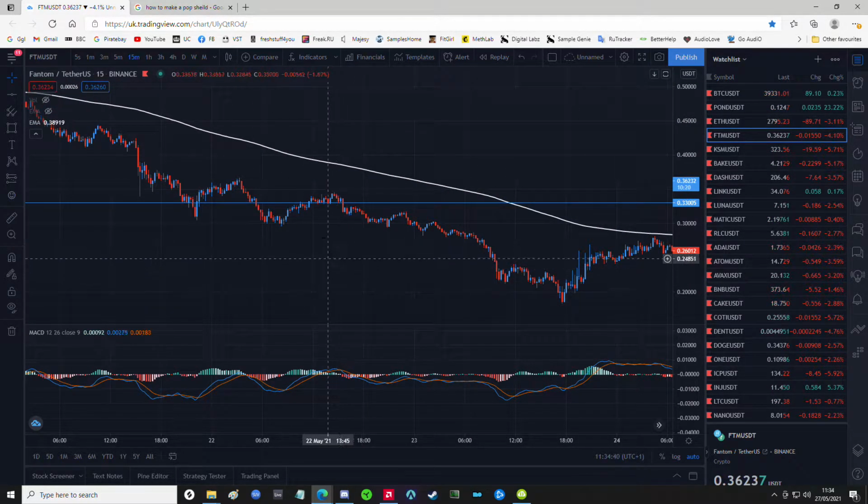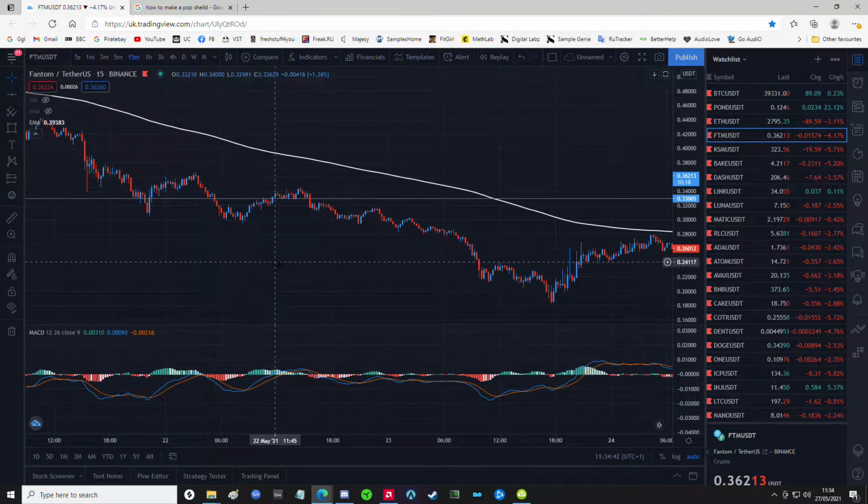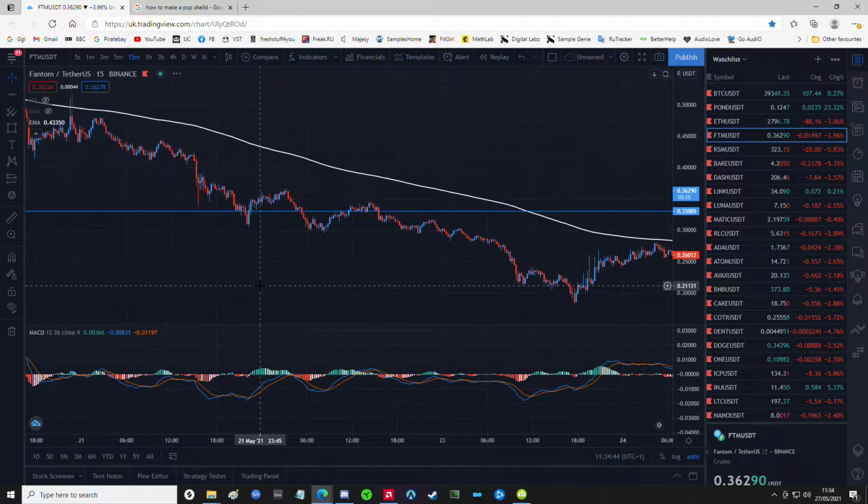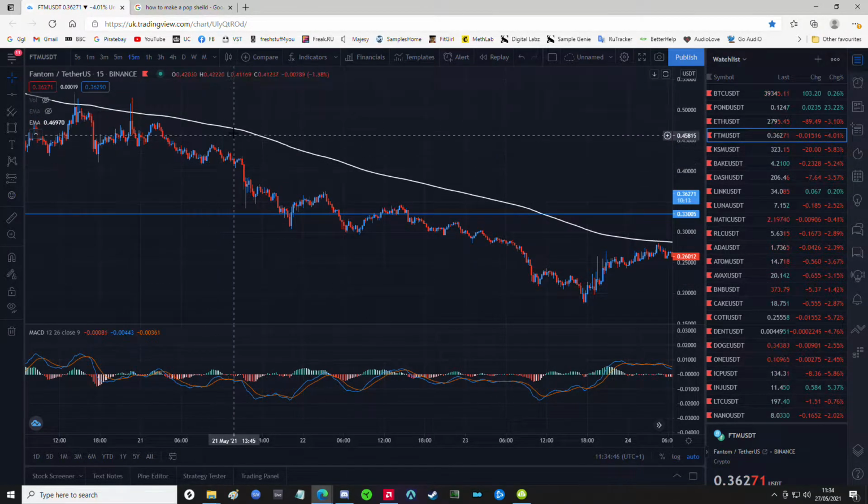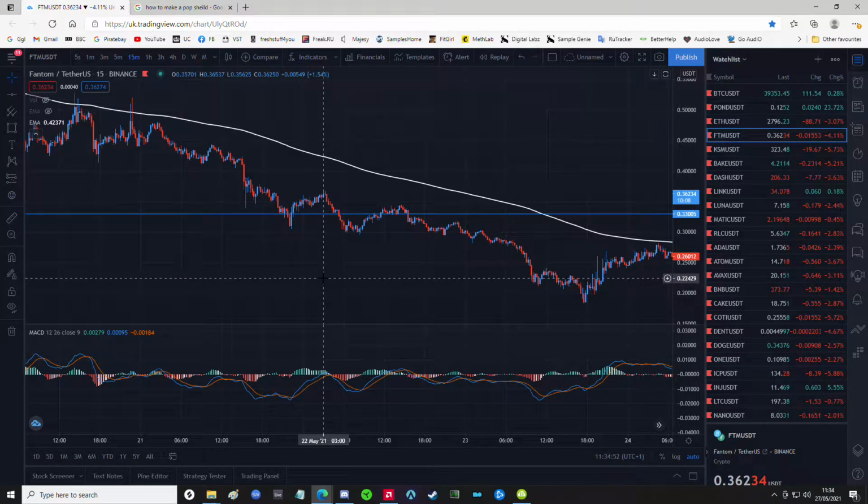The first thing I'm looking for is, am I going to place a buy or am I going to place a sell? So here the 200 EMA is in a downtrend and price is below the 200 EMA, which tells me that I'm in a downtrend.